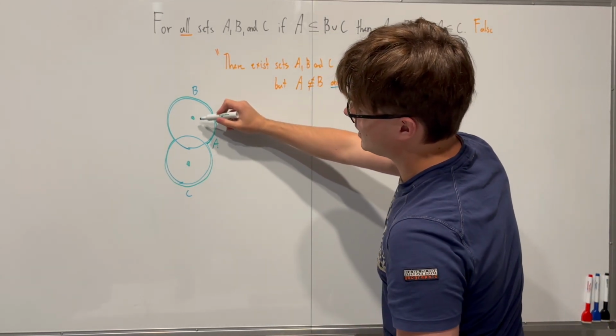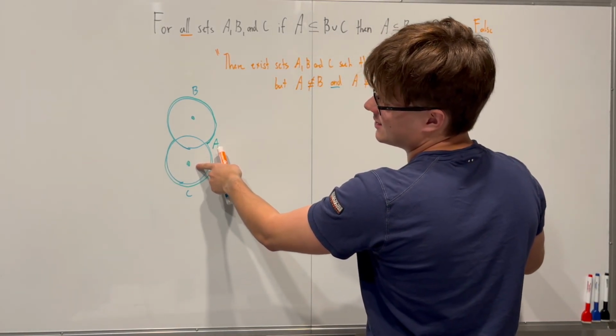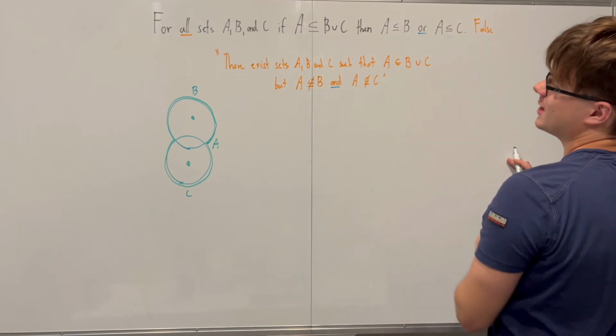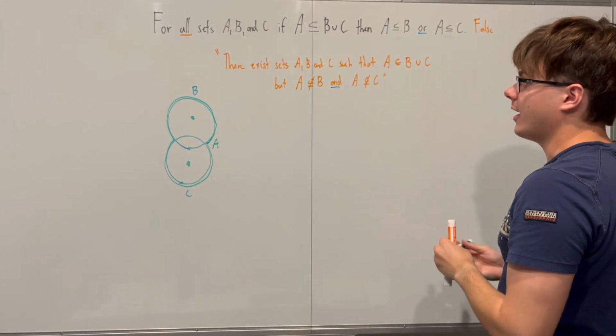Because if we have an element here and an element here, it can't be a subset of B because there's an element in C that's not in B. And similarly, it can't be a subset of C because there's an element in B that's not in C. Okay, so what could this be?